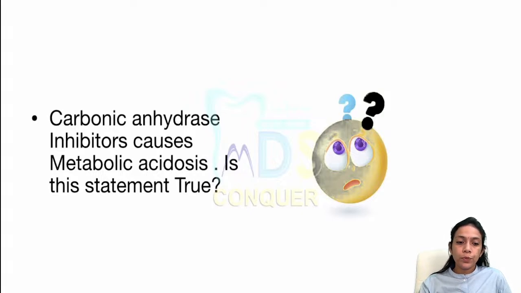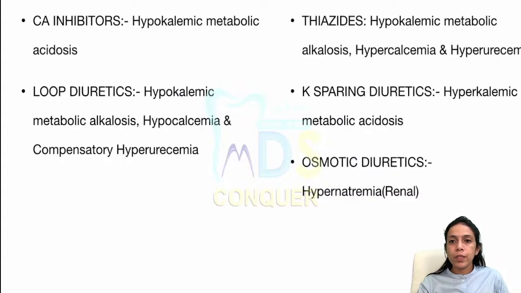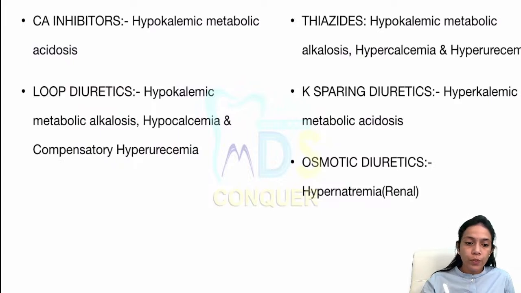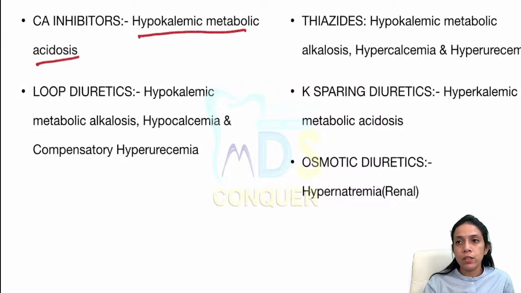Very good, it's true. Okay, so what happens with the carbonic anhydrase inhibitors is that potassium ions and bicarbonate ions are lost in the lumen. So there is loss of potassium ions as well as bicarbonate ions in the lumen, because of which the patients will show hypokalemic metabolic acidosis.